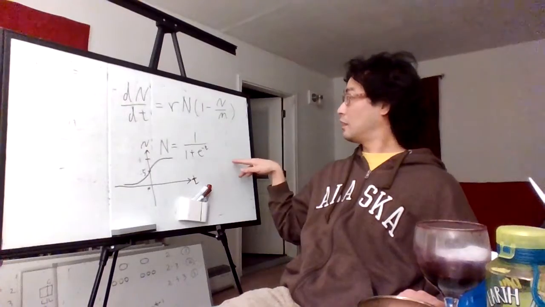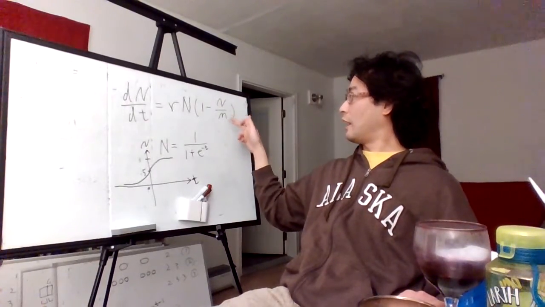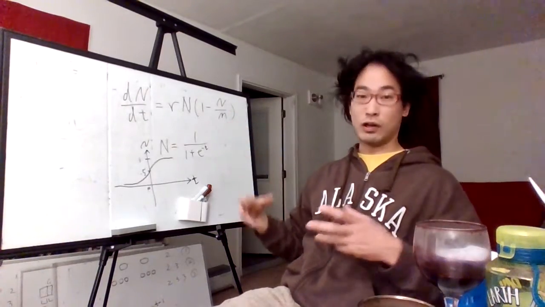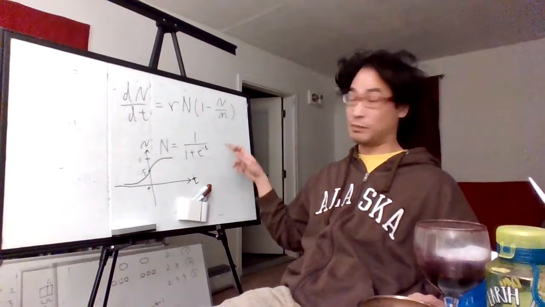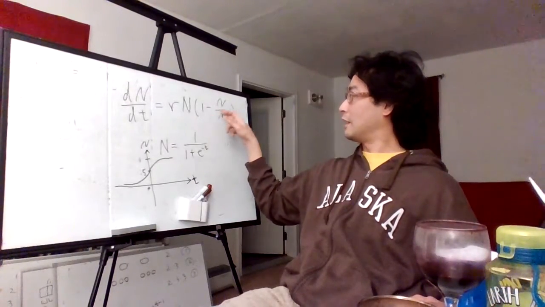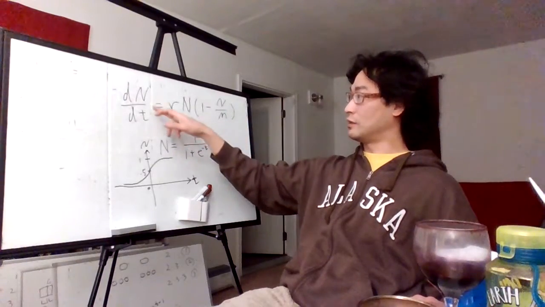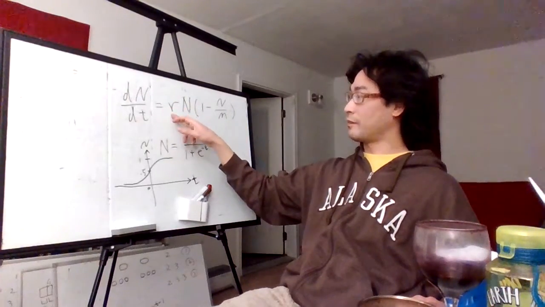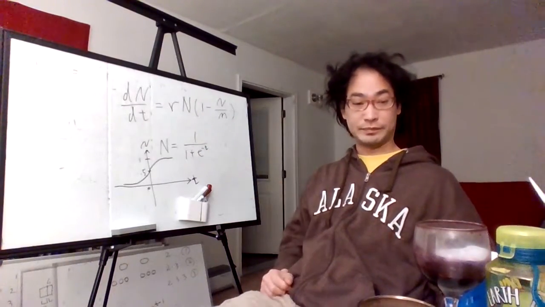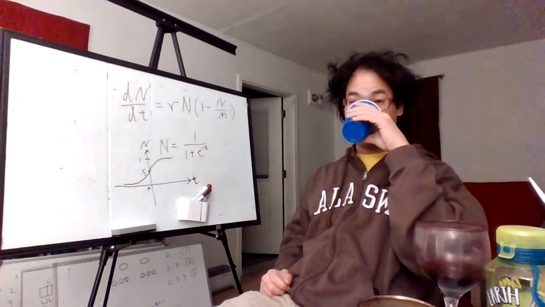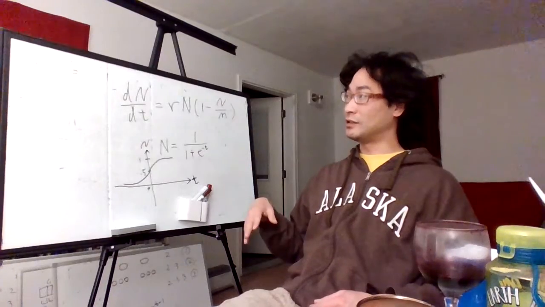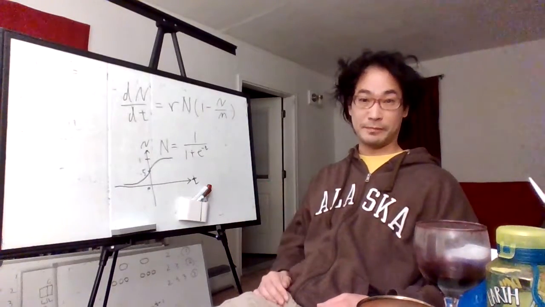What if M is equal to N? The current population is the same as the maximum population, the limitation. 1 minus 1 is 0. So dN/dt is 0, meaning there's no population change. It's optimal. The population does not decrease, does not increase, it just stays the same.